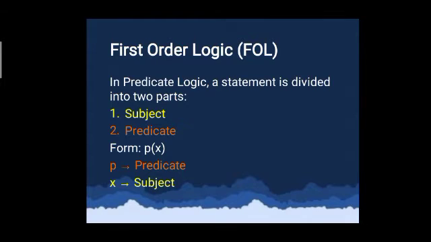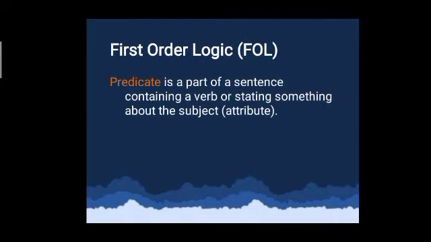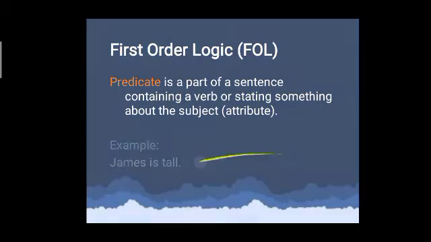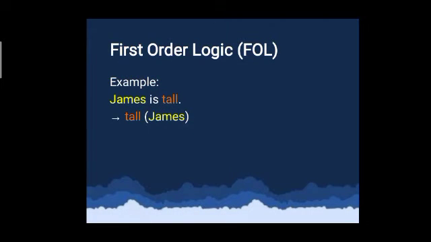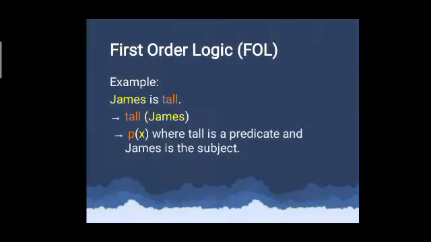So, what is a predicate basically? A predicate is the part of a sentence containing a verb or stating something about the subject. For example, James is tall. James is the subject, and the attribute, the something that is stated about the subject, is tall. So, tall(James). Isn't it in the same form, P(x), where tall is the predicate and James is the subject?